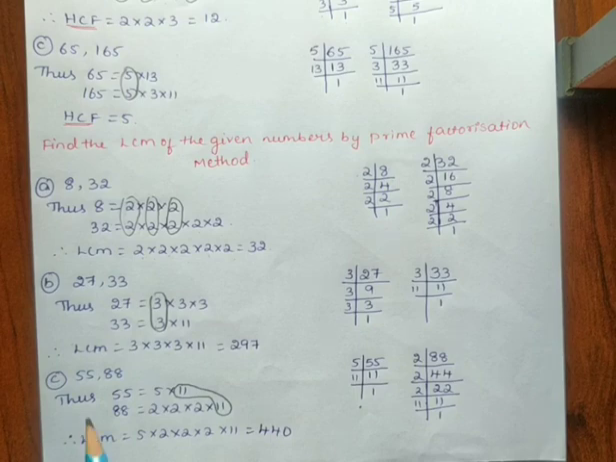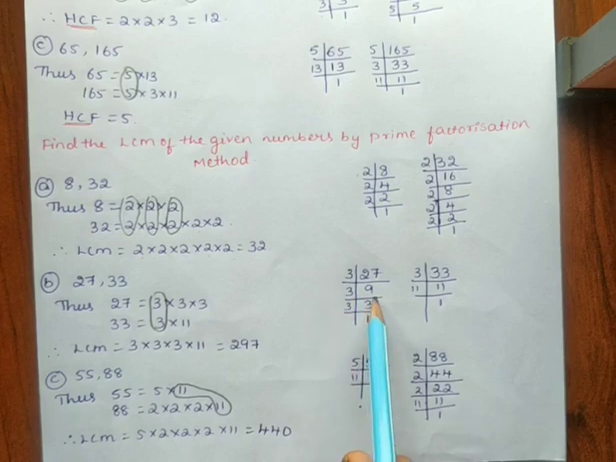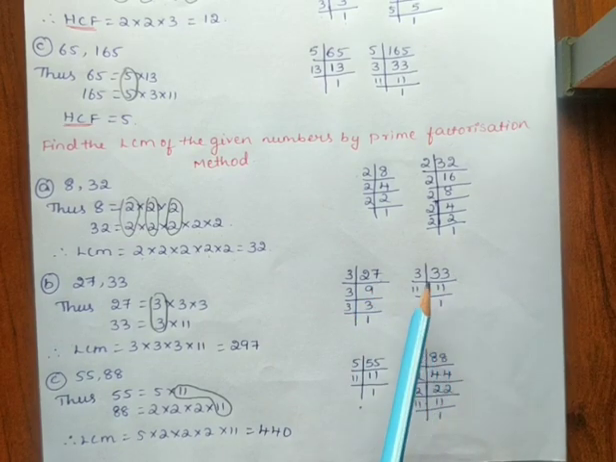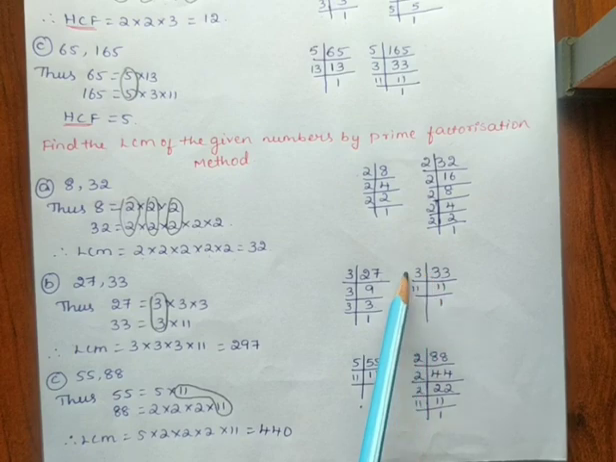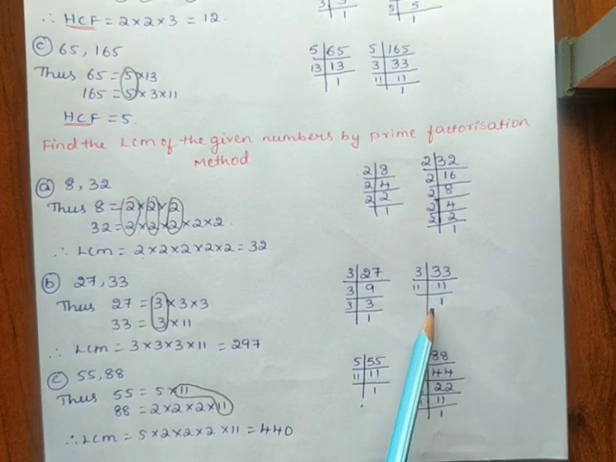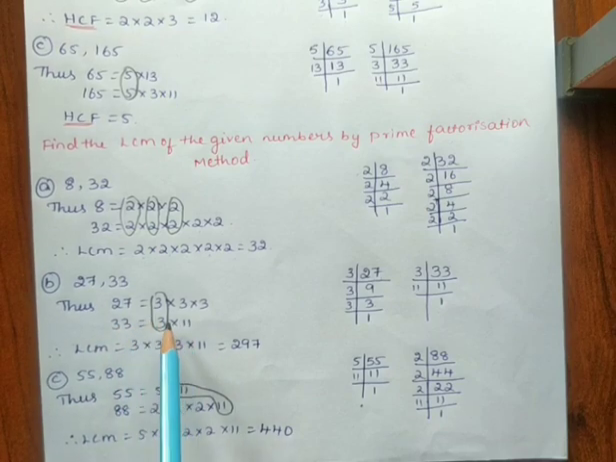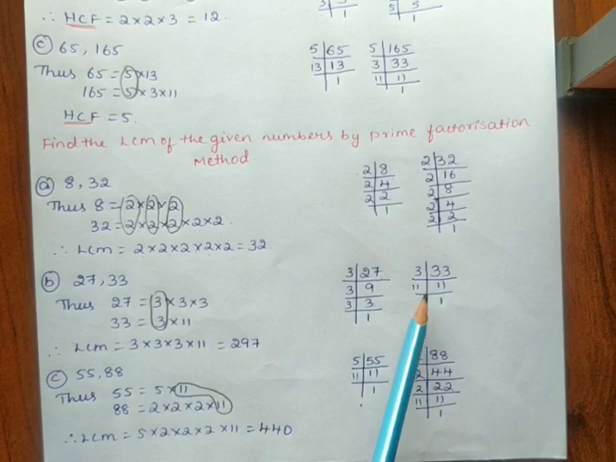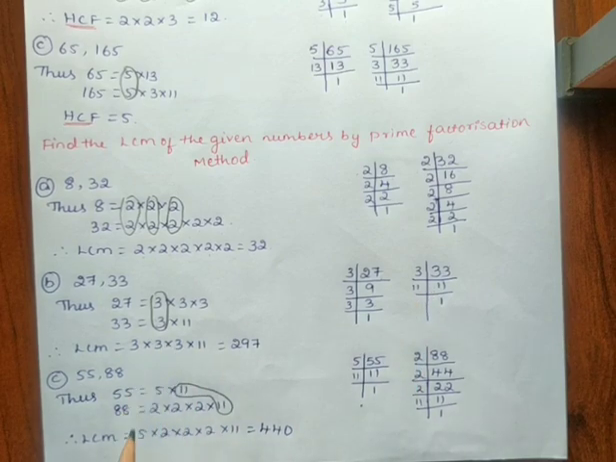Next 27, 33. 27: 3 9s are 27. Then 3 3s are 9 and 3 1s are 3. Then 33: 3 11s are 33, and 11 ones are 11, we got. So now 27 is equal to 3 into 3 into 3 and 33 is equal to 3 into 11.